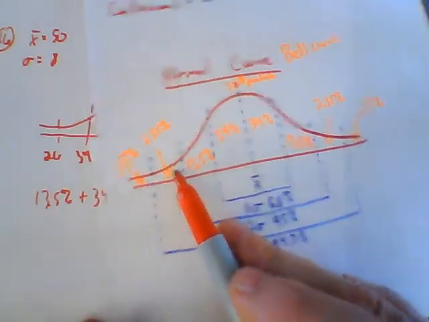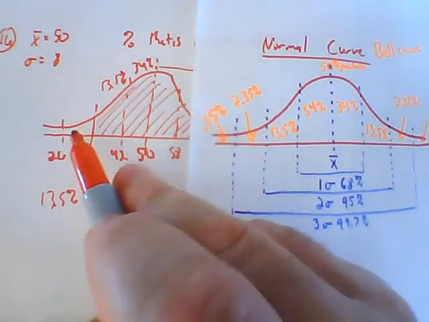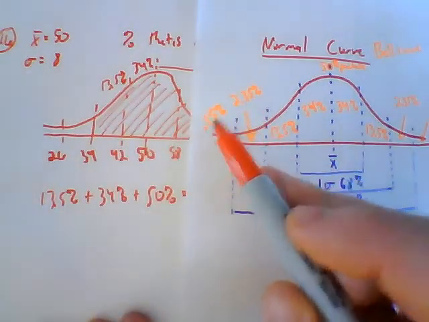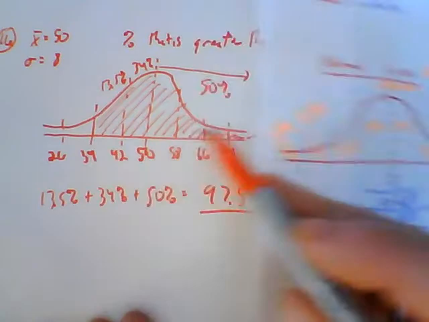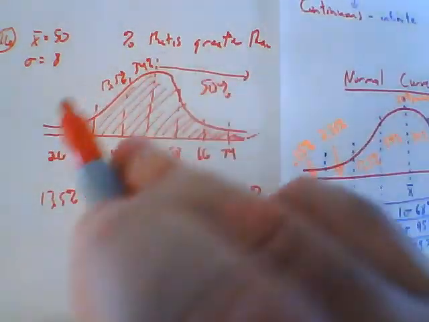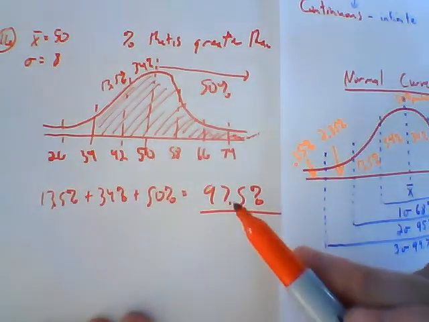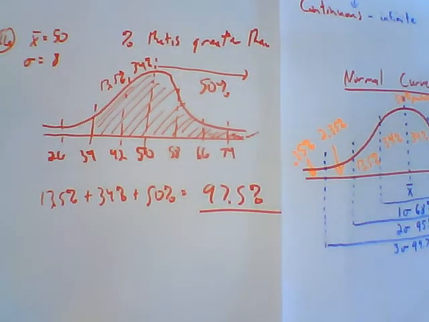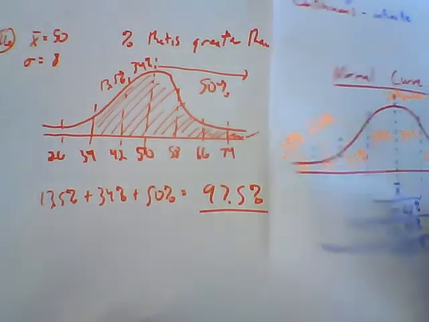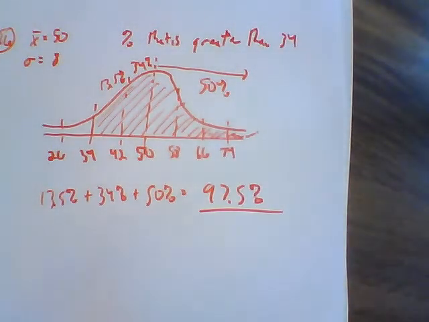Now the other way you could have went about it is you could have said, well, hey, to the left of this, my area that is not shaded, this is 2.35 and 0.15. That's 2.5%. So if this is 100% altogether, I can take 100% minus that 2.5%, give me 97.5%. Two ways to look at these problems, okay? So please do not overthink these problems. Do not make them harder than they have to be.